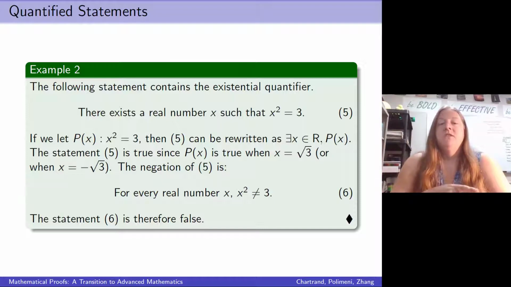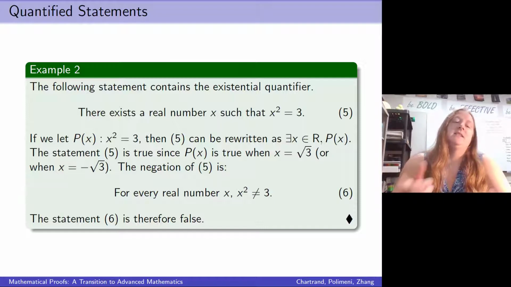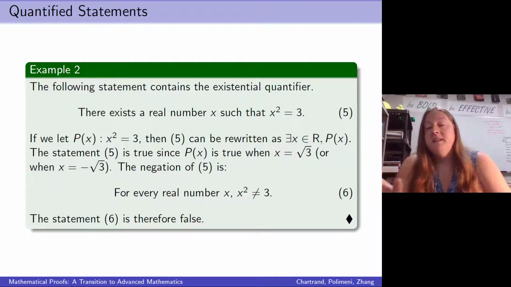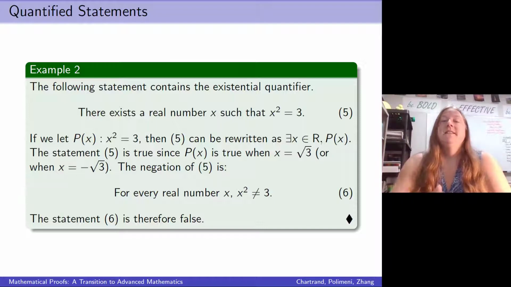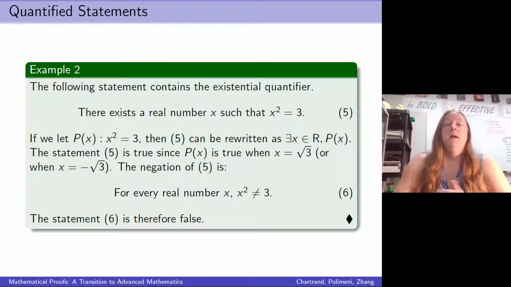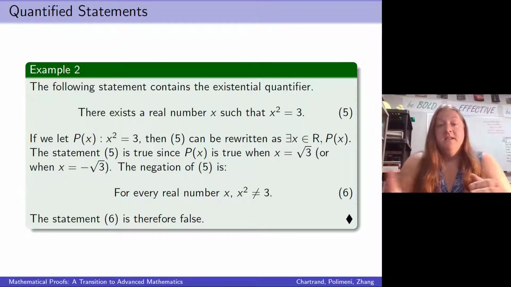But if we take the negation of this, whenever we negate an existential quantifier, it becomes the universal quantifier. And again, the open sentence that we had is negated. So the negation of there exists a real number x such that x squared equals 3 is for every real number x, x squared is not equal to 3. That statement's going to be false because we have an example of when x squared is in fact 3 and x is a real number.